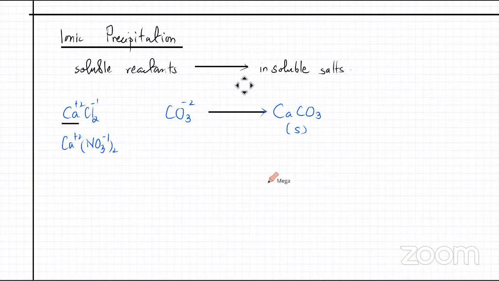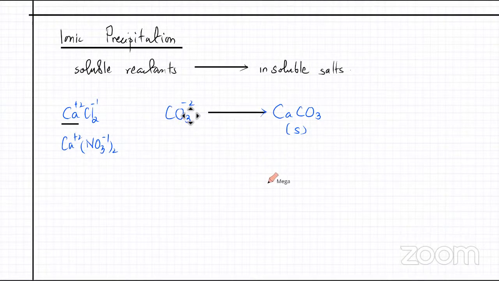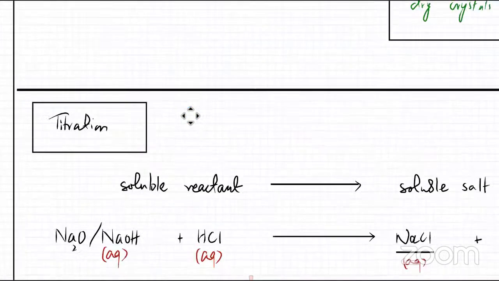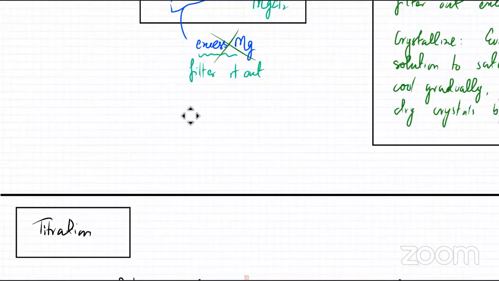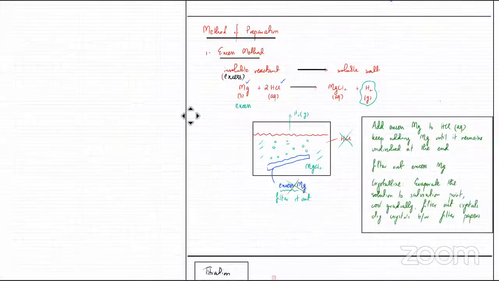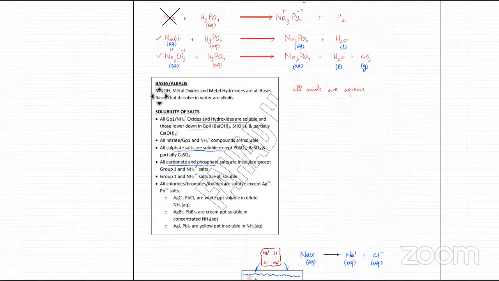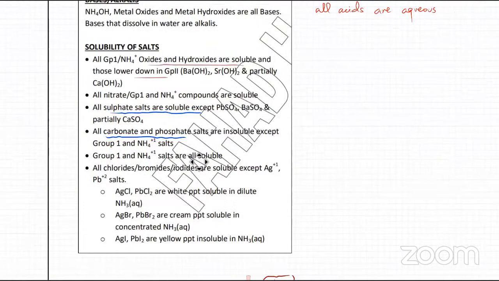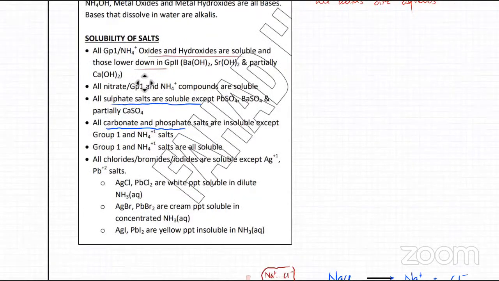The other one is a carbonate. As I remember, a negative ion is going to be next to a positive ion. So I need a carbonate compound that is soluble. Let's go back and look at the table. What I need is a soluble carbonate. It says here all group 1 compounds are soluble. All of them are soluble. So if I take a group 1 compound, it's going to be soluble.